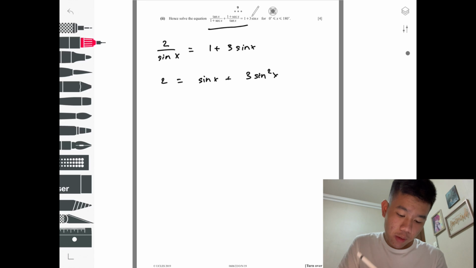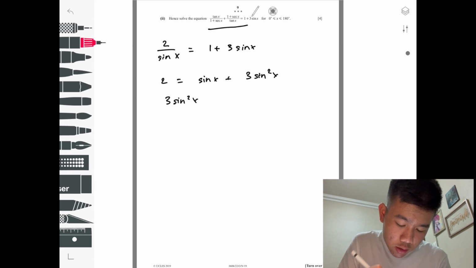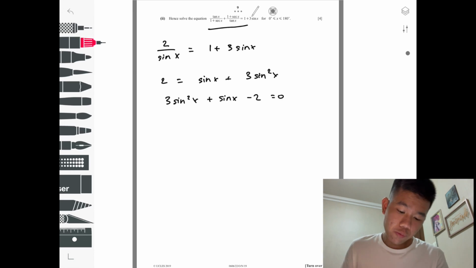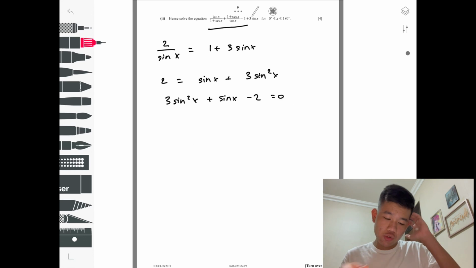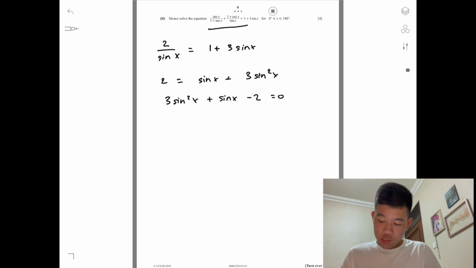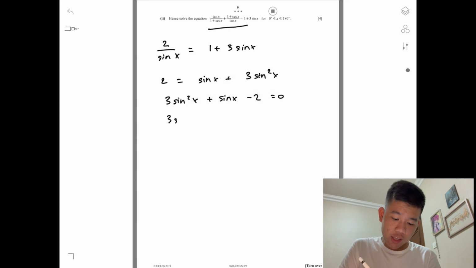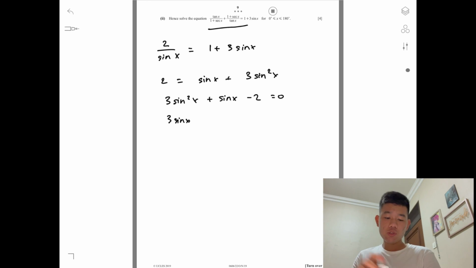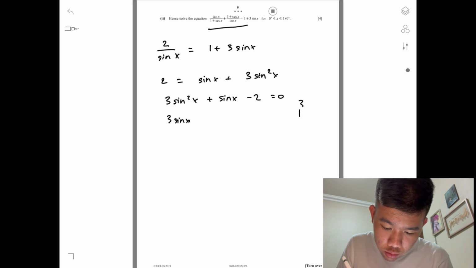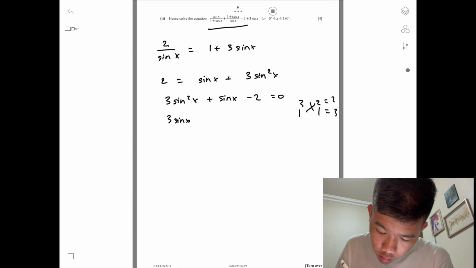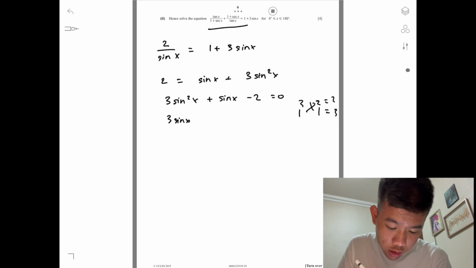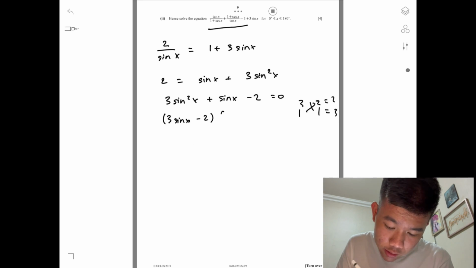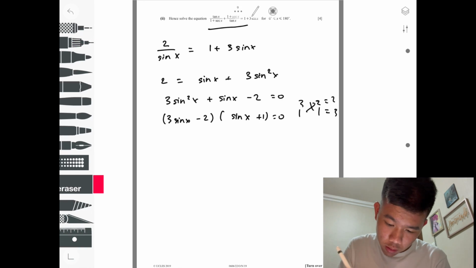I'll just rearrange this so it will be better. 3 sine squared x plus sine x minus 2 equals 0. And we'll just do the normal factorization method. So this will give us 3 sine x, and this will be 3, this will be 2, and negative 2 here. So 3 sine x minus 2 times sine x plus 1 equals 0.